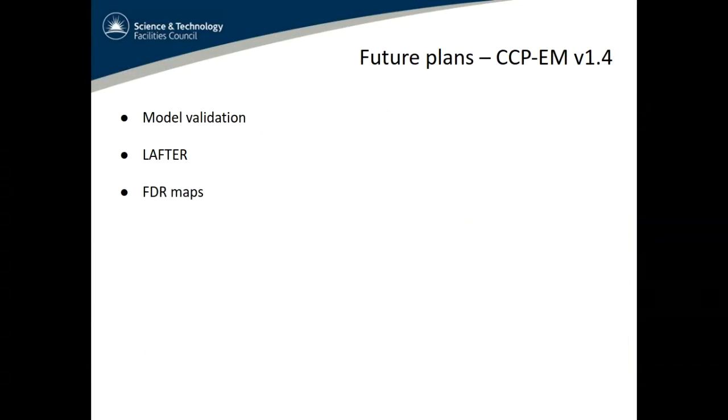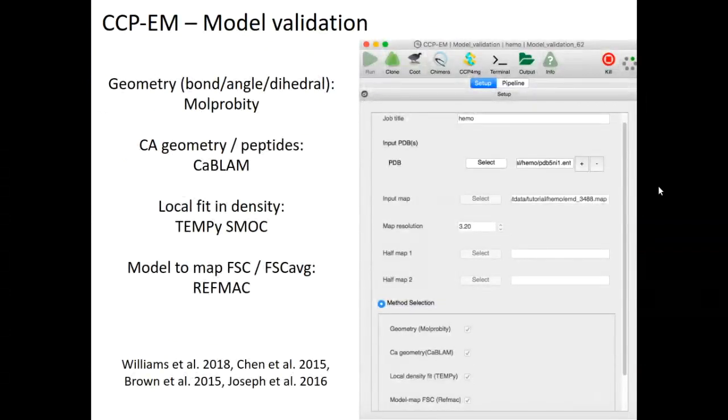So I'll move on now and discuss a few of the future plans. First is a new validation tool, which will hopefully be very useful to people trying to work out if they've got correct models. And then a couple of more map optimization tools, which are coming along in the next version of CCP-EM. So, model validation: this is a new tool that is being developed mostly by Acknowledgements in our group.